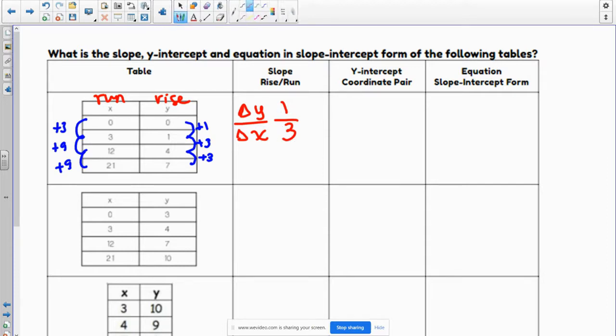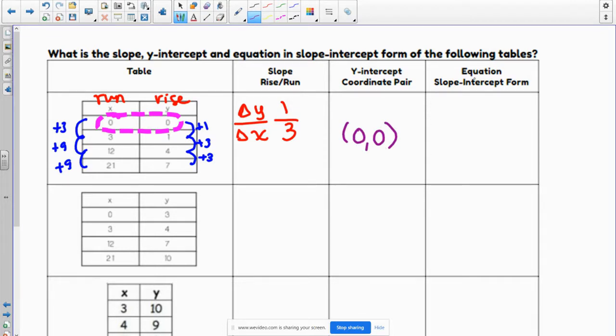Where's the y-intercept? So as I've said before, it's where x is 0. So right here, this one I can just identify because it is in the table. So this is the point when x is 0, y is 0. So when x is 0, so is y. So that is my y-intercept.